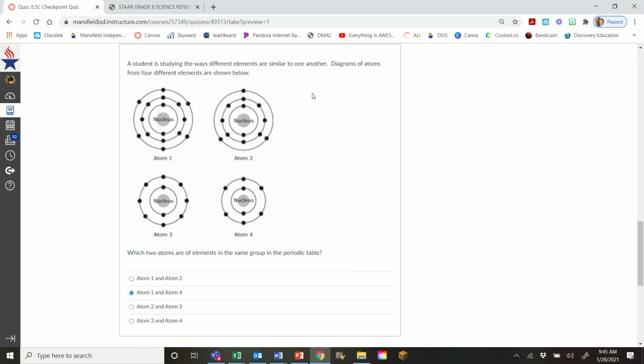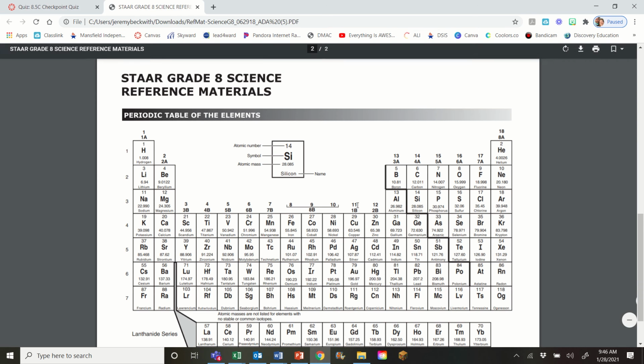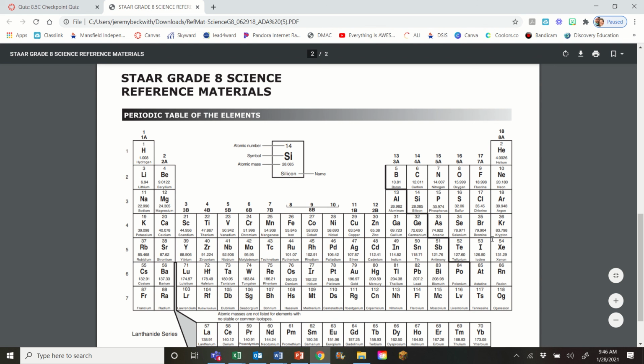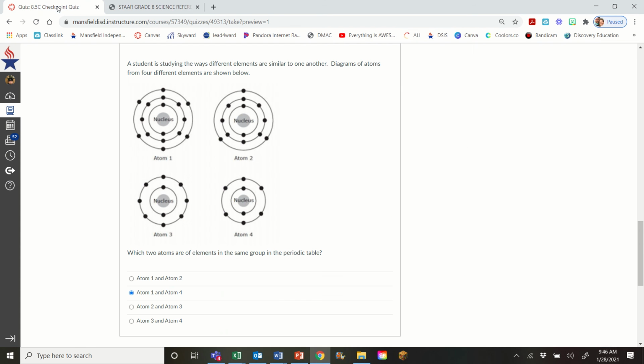Now, if you got confused on that, you could still find this answer. It's just a little bit more complicated. What you would have to do is count the total number of electrons for each atom, and then find them on the periodic table, and then see, are they in the same column? Are they in the same group? Now, hopefully you remember that the groups are separated by numbers of valence electrons, and that won't be a problem. But that's another way you could have solved this.